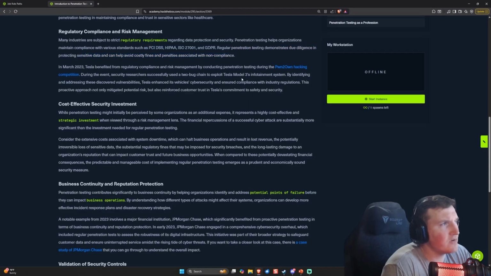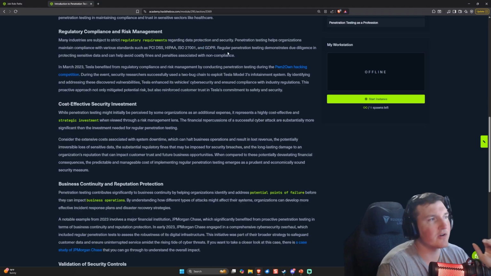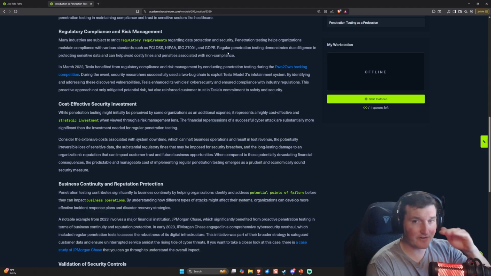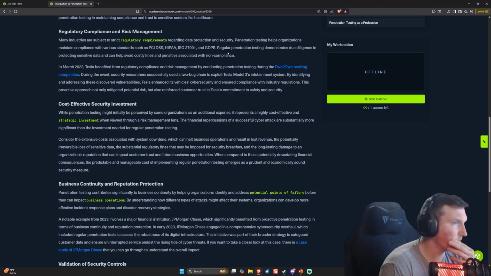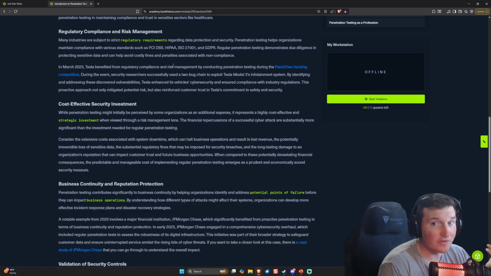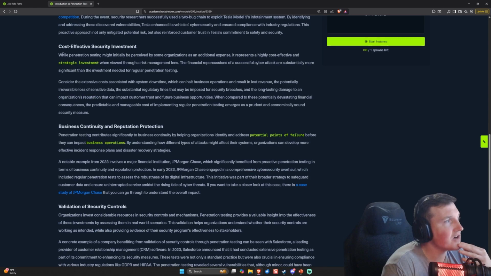Regulatory requirements. If you don't know, if you have PCI data, which is payment card industry, if you have HIPAA data, which is health industry, if you're ISO 27001, GDPR, which is Europe, if you have any of these things, right? If you're compliant to any body, that means legally you have to meet a certain standard. And if you don't, they can fine you. They can do all kinds of stuff. So the point is you have to do this. If you have to meet regulatory requirements, you have to do this. It doesn't matter what you want. So go ahead, knock it out, right? Cost-effective security investment.